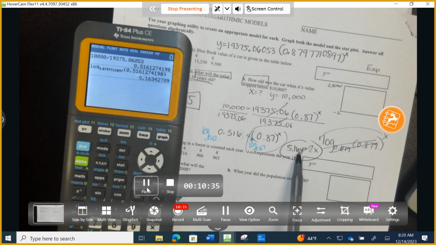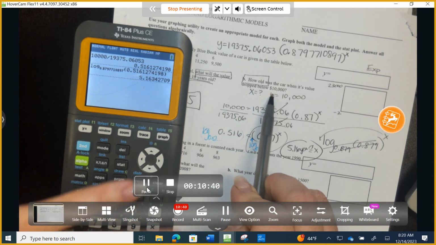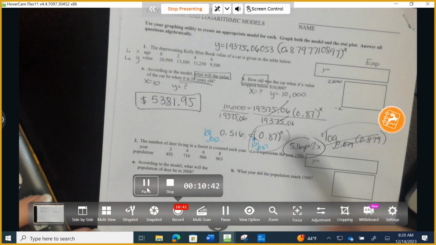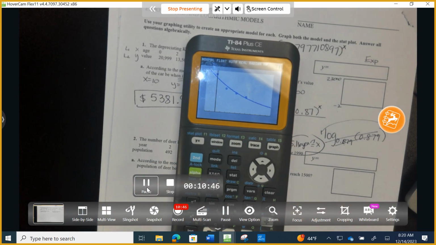So after 5.16 years, we know that the price of the vehicle will drop below $10,000. This is what you have to do for your unit exam. Now, on your actual exam, how could we do this quicker? When I'm talking actual exam, I'm talking about May 13th, your AP exam.